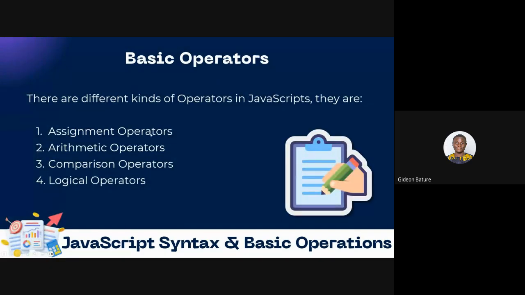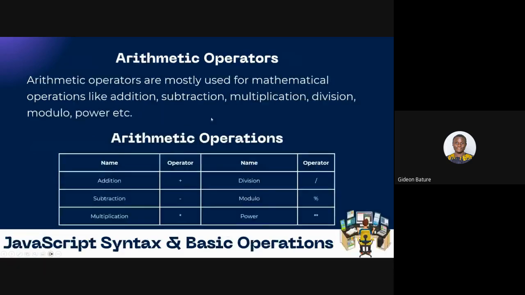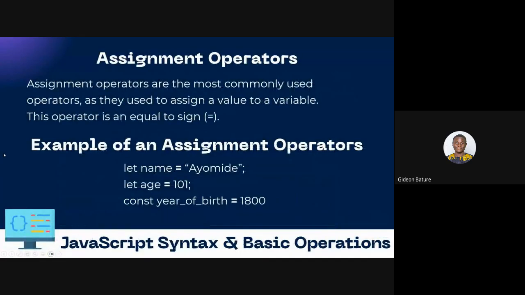That's an assignment operator. So you also have the arithmetic operators, we have the comparison operators, and we have the logical operators. So now let's look at assignment operators. Just like I said, that's what we just finished with now. Assignment operators are simply used to assign a value to a variable. That's just what they are meant for. And your assignment operator is always your equal to sign. So take note of that.